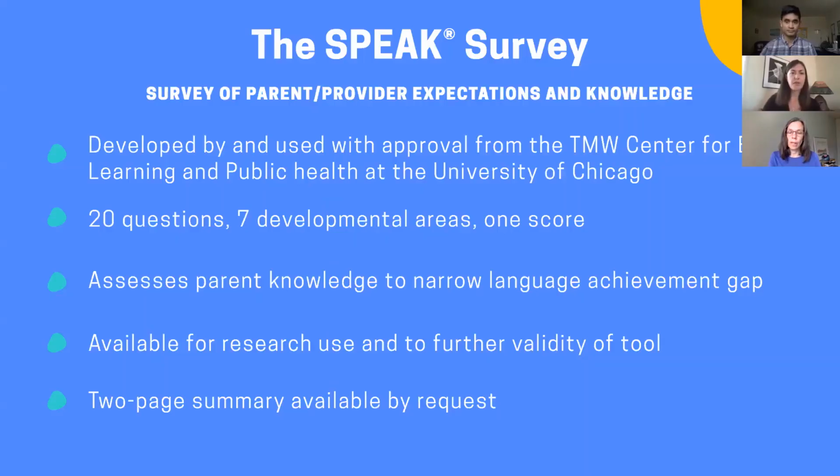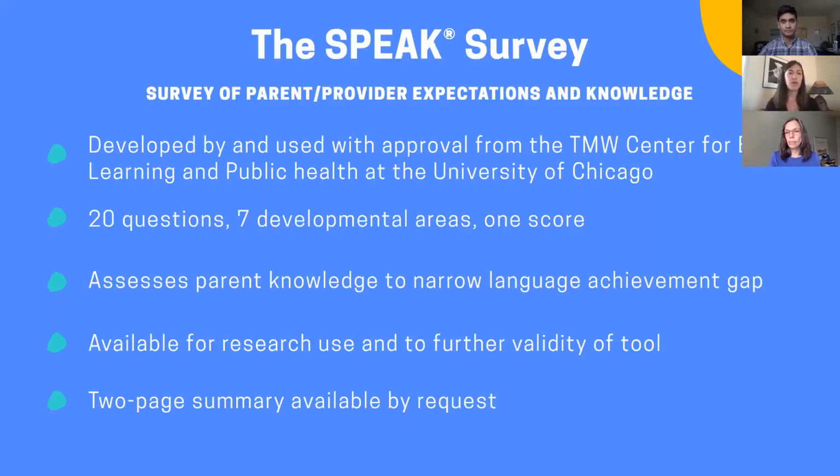And a little bit more about the Speak survey that I mentioned. This tool that we used was developed by Dana Suskind and the TMW Center for Early Learning out of the University of Chicago. And we were looking for something very specific in terms of how we wanted to assess the parents in this study. We know that research shows us that parent knowledge influences child development outcomes. And it's what closes that achievement gap that we've all heard about in the early years. And so we wanted an objective measure of whether the parents in our study had the right knowledge to help their child with that language development.